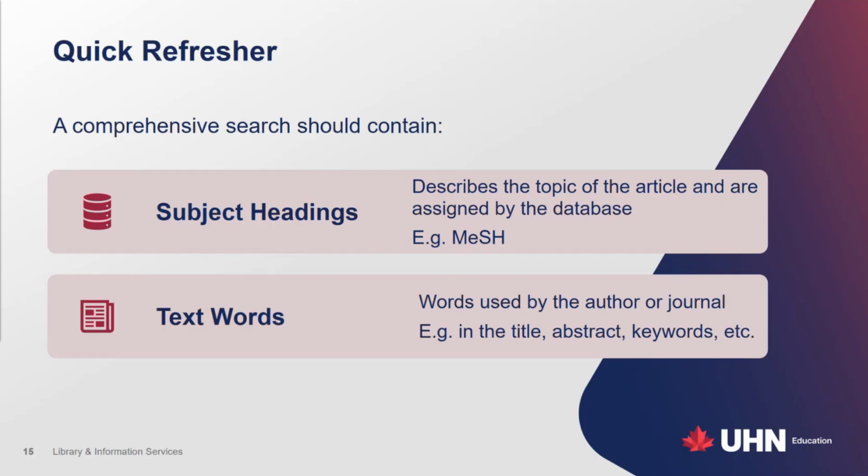The next part is going to be about searching. But before we start talking about the differences, I'm just going to do a really quick refresher so that everyone's on the same page. For a comprehensive search, you should include subject headings. These describe the topic of the article and are assigned by the database. In PubMed or Medline, that is MeSH. You should also include text words. These are words that are used by the author or the journal, for example, in the title, abstract, keywords, or the journal name.